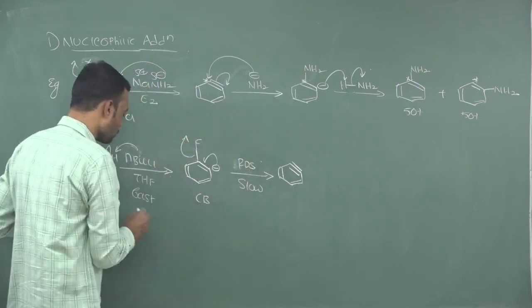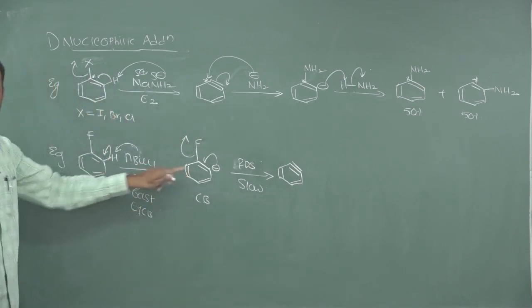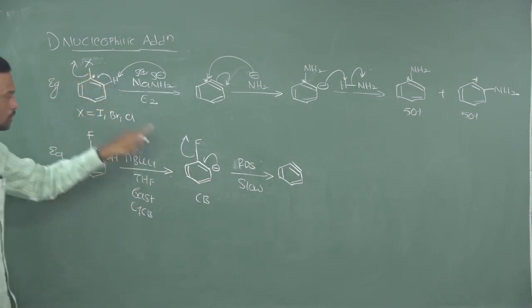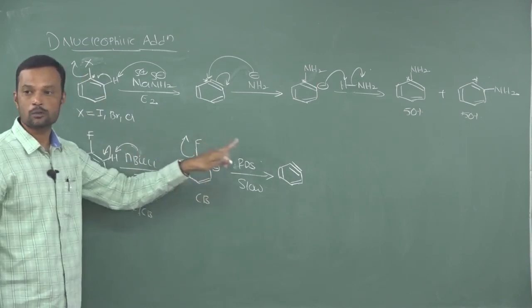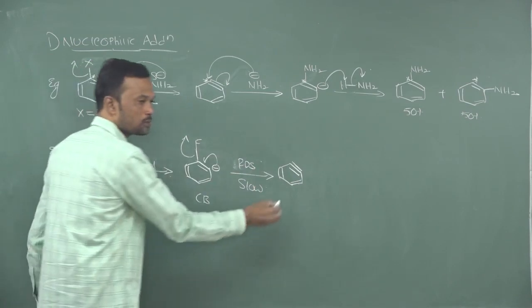Only one. That's why it is called the unimolecular conjugate base mechanism. This is only unimolecular, but this is E2. Loss of hydrogen and loss of halogen take place simultaneously. But in this one, it is a step-by-step process. The first step is a fast step, the second step is a slow step, and finally it forms benzyne.